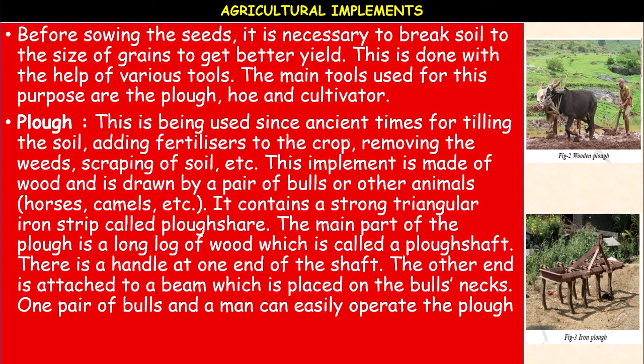Plough is being used since ancient times for tilling the soil, adding fertilizers to the crop, removing the weeds, scraping of soil, etc. This implement is wonderful and it is made up of wood and is drawn by a pair of bulls or other animals like horses, camels, etc. It contains a strong triangular iron strip, it is called plowshare. The main part of the plough is a long log of wood which is called a plough shaft.